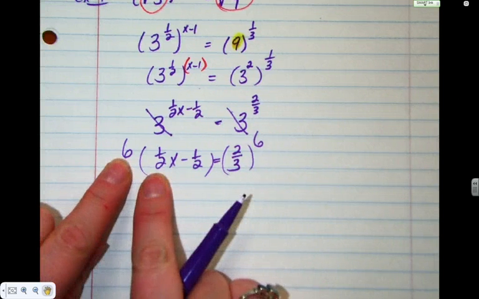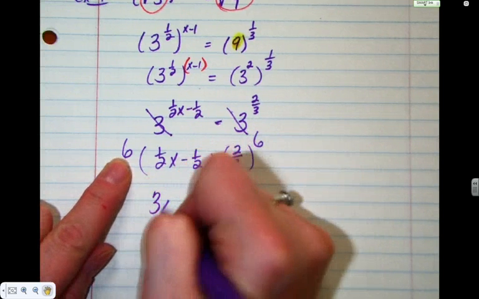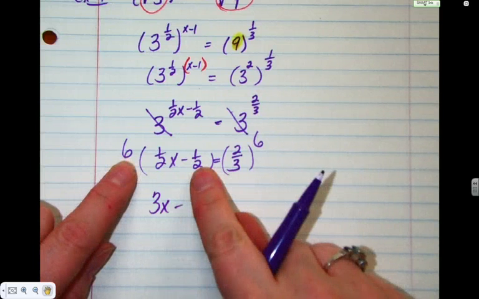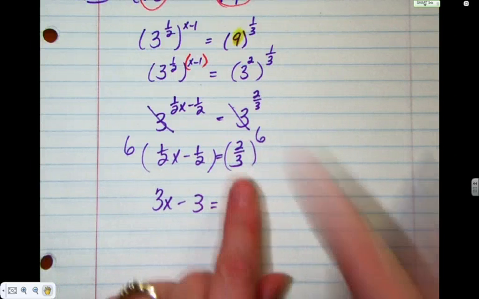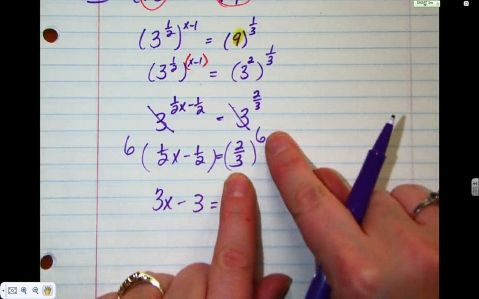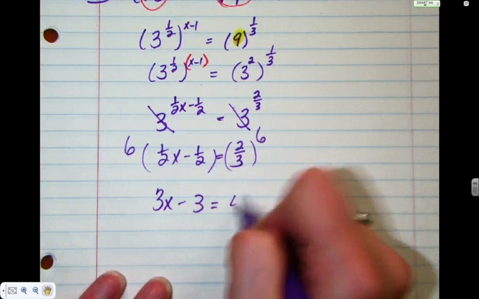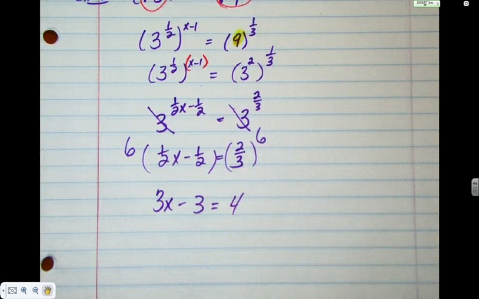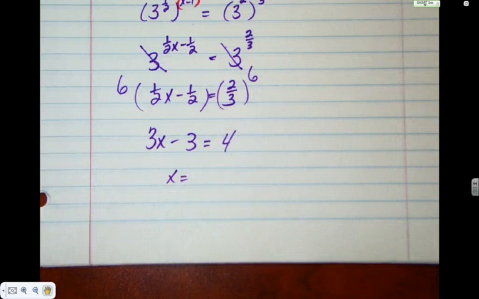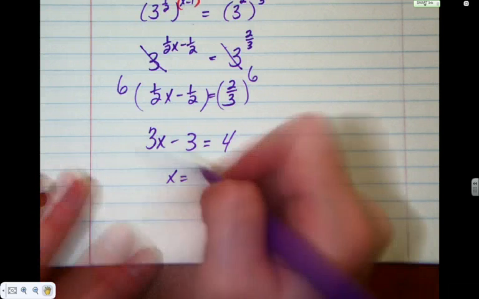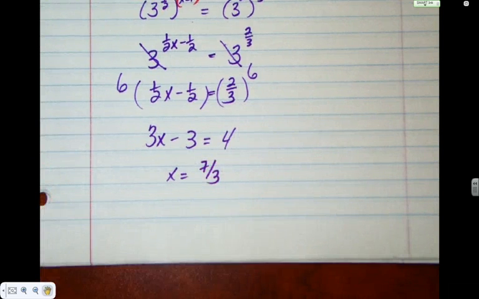So 6 divided by 2 is 3x. 6 divided by 2, still 3. And on this side, 6 divided by 3, 2 times 2, 4. If your brain didn't like that and likes the fractions better, then go with it. You don't have to clear them. X equals? Questions?